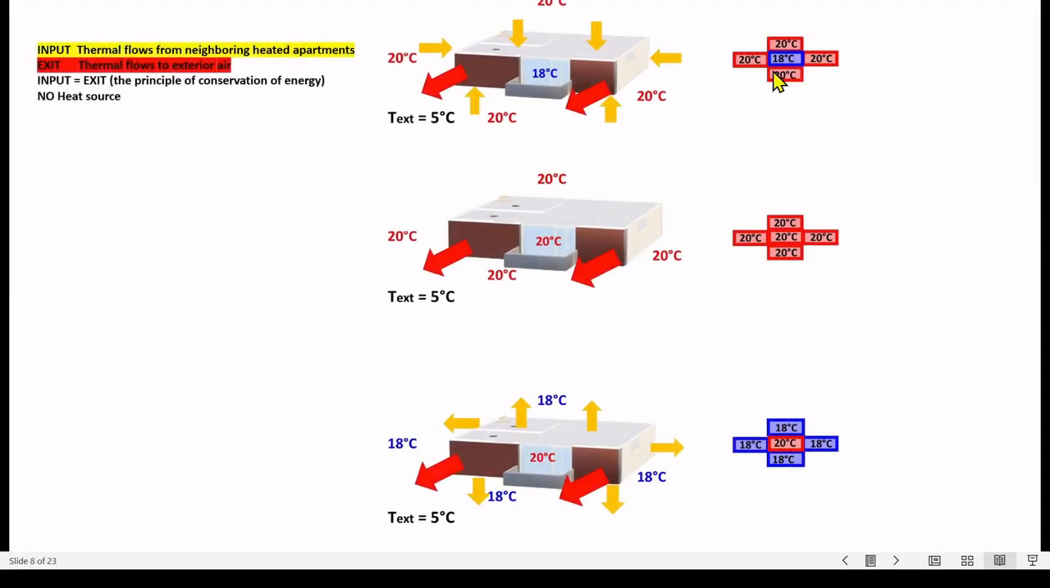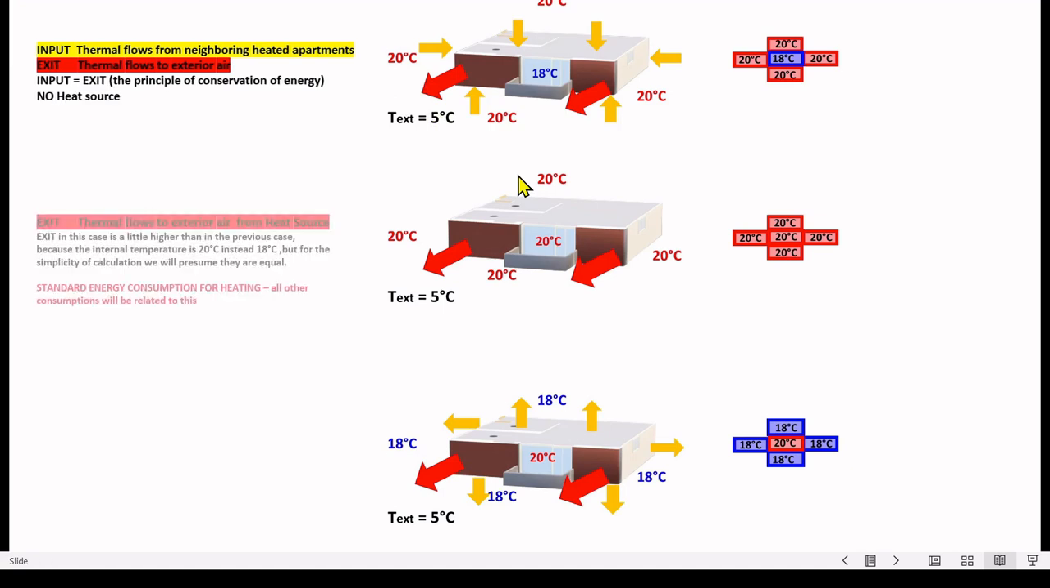In the first situation, where we have an unheated apartment surrounded by 4 neighboring heated apartments, the input flows from neighboring heated apartments, from the 20 degrees to 18 degrees, let's say, will be equal, from the principle of conservation of energy, with the thermal flow to exterior air. Well, exterior air for those zones is about 5 degrees.